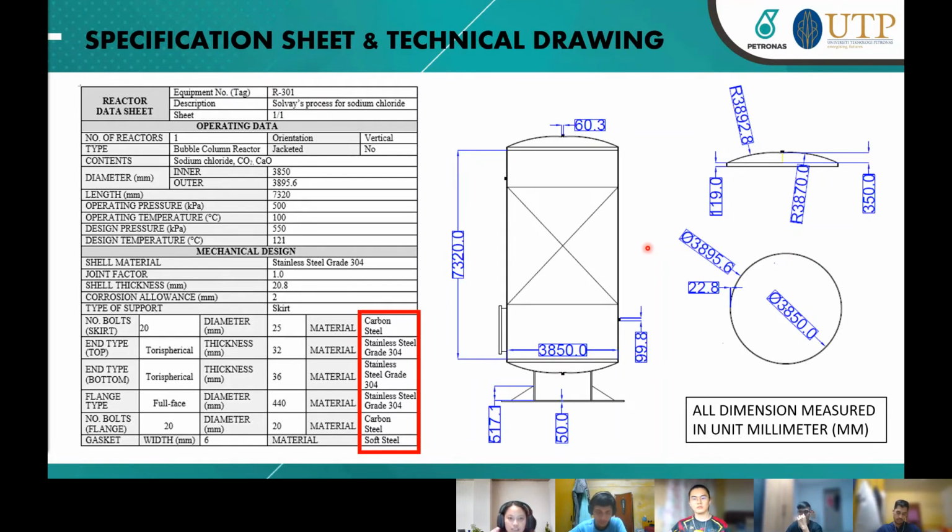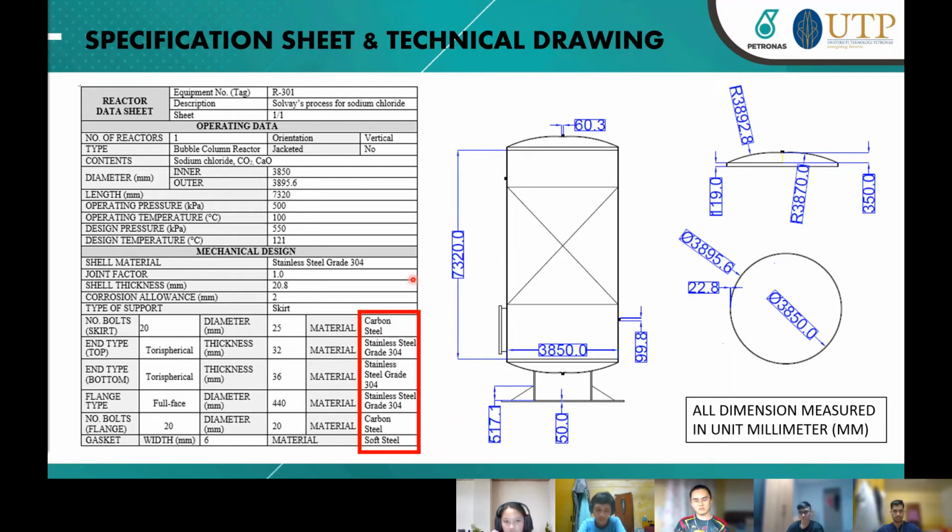And this is the specification sheet and dimension drawing for R301, summing up both ends covered by spherical heads. And as for the material, stainless steel grade 304 is used for most part of the reactor body due to its quality and affordable cost. As for the bolts, carbon steel was used as most commercial bolts are made using carbon steel, hence easy to obtain.